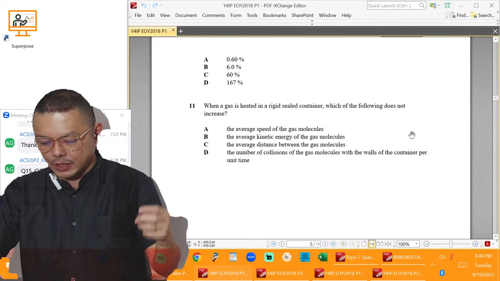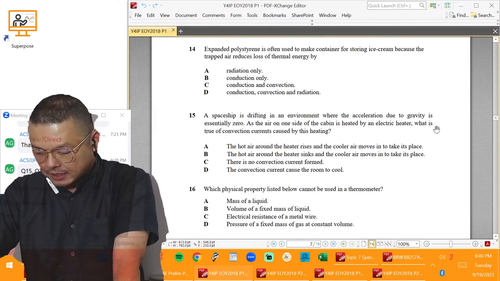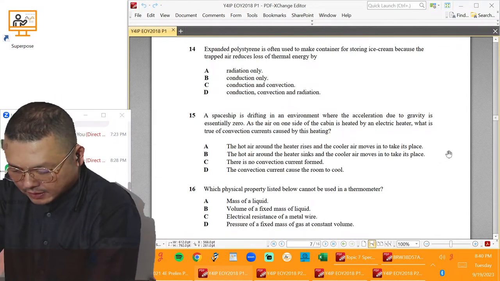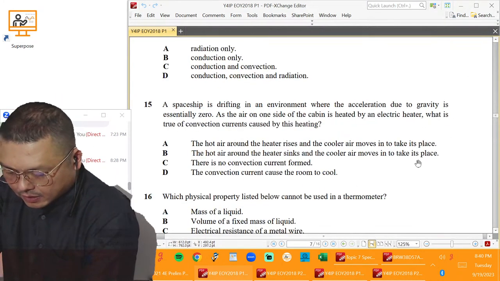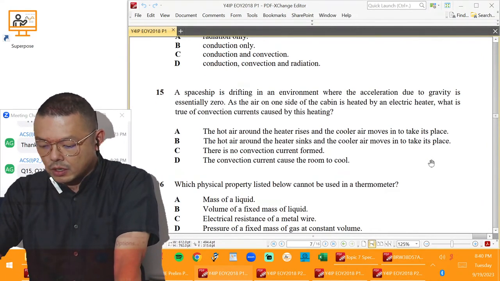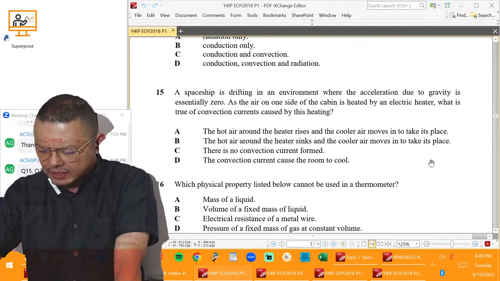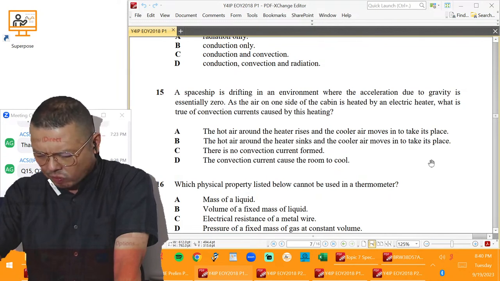Okay, that's 10. Next one, come. I heard 15. Let's do a 15. Okay. Drifting in an environment where acceleration due to gravity is essentially zero, as the air on one side of the cabin is heated by an electric heater, what is true of the convection currents caused by this heating?